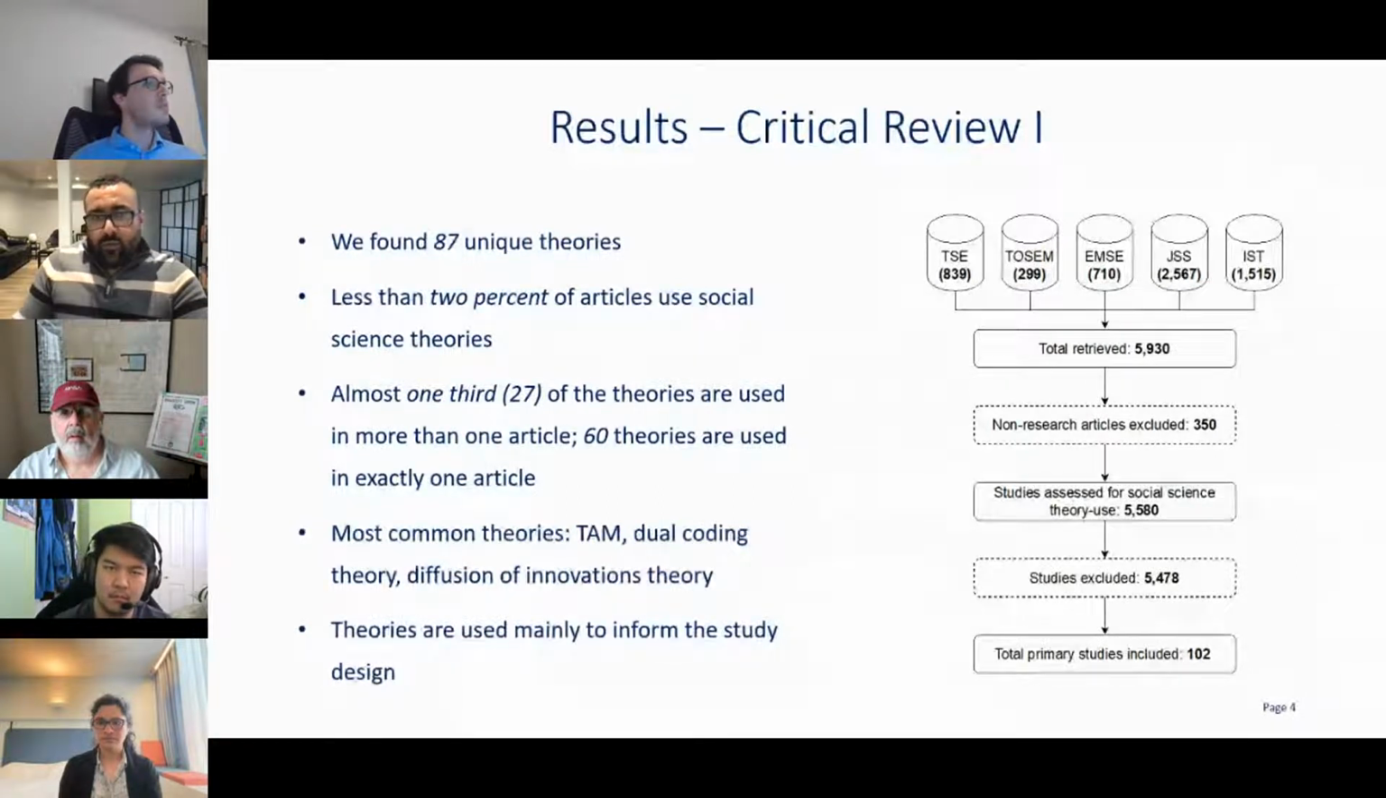And by far the most used theory is TAM, the technology acceptance model, which is used in 13 papers, followed by a dual coding theory and a diffusion of innovations theory. What is really interesting is that the authors used theories mainly to inform the study design. So we found a lot of authors using theories to formulate hypotheses, to pose research questions, and also to design surveys.